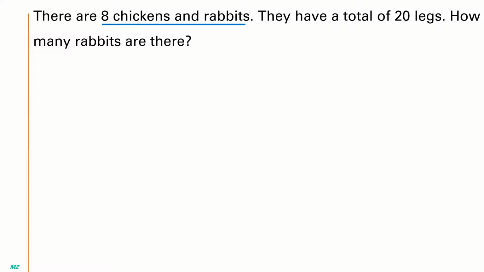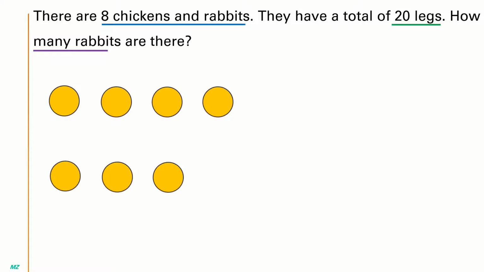We do not know how many chickens or rabbits there are. Next, we know that they have a total of 20 legs. So we need to find how many rabbits there are. In this case, there are 8 animals altogether, and we represent this by each circle here. Each circle represents an animal, but we do not know how many chickens and how many rabbits.